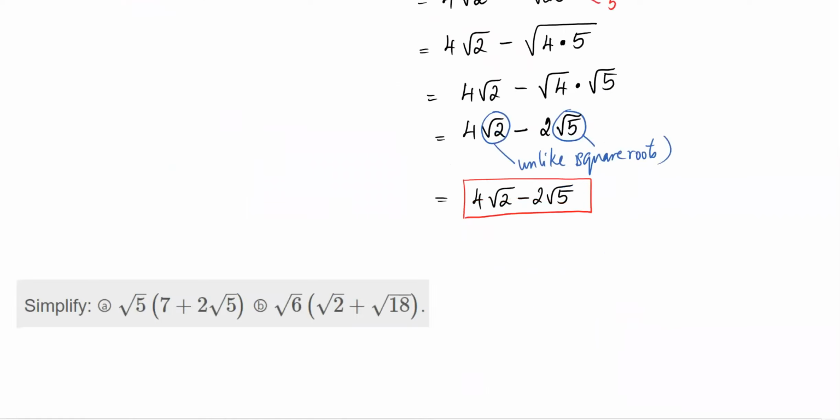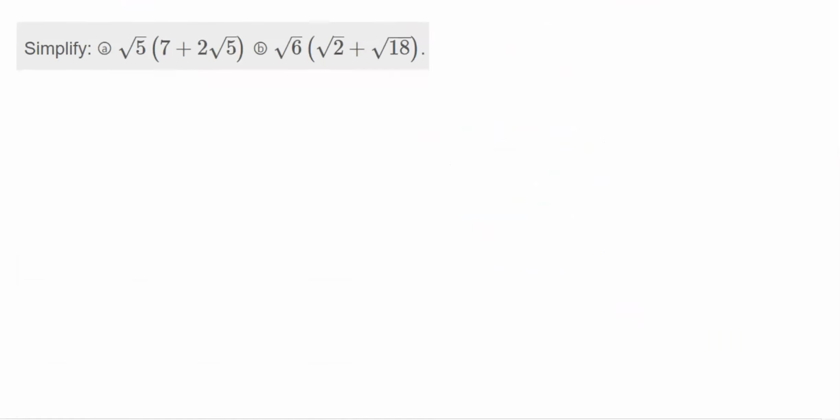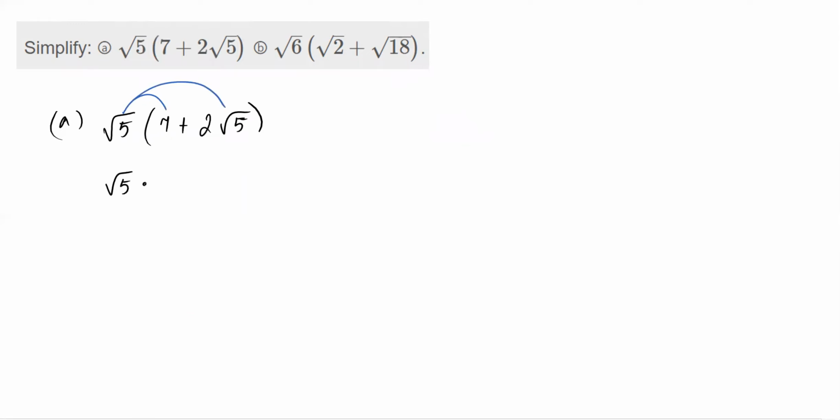All right, let's look at the last problem. Square root of 5 times 7 plus 2 square root of 5. Okay. Again, same properties, distribution and all that. It may look a little more complex than the previous one, just because of the extra square roots you see. Let me write that properly.